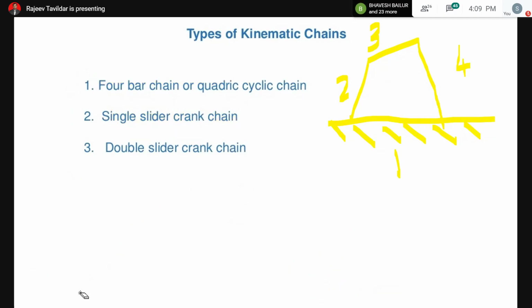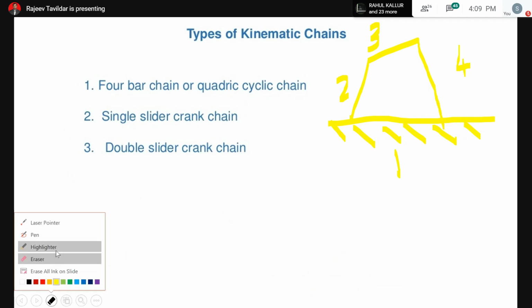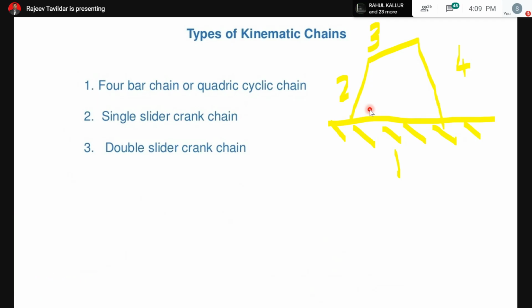Look at this, the first one that I've drawn, the 4-bar chain. Here link 1 is fixed, and you can see link 2 is going to make a rotary motion like this because it is a crank. So it is going to completely rotate, make 360 degrees, whereas link 4 will keep on oscillating.